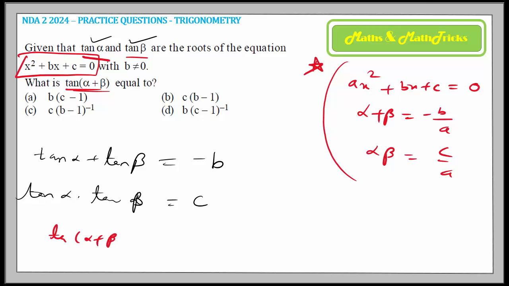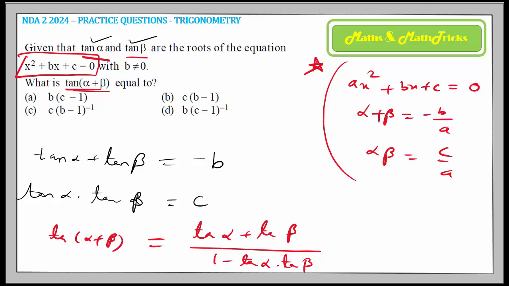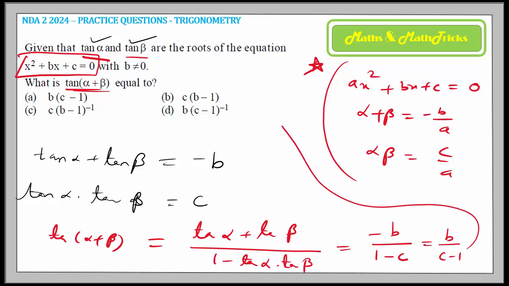Do you remember the compound angle formula for tan of a plus b? Tan of a plus b is tan a plus tan b upon 1 minus tan a into tan b. I applied that formula for the angles alpha and beta. The numerator is known to you, and the denominator is also known, 1 minus c. Simplify this, and you get b upon c minus 1. But the options are given in a different form. The denominator c minus 1 you can take into the numerator with the power minus 1. Hence the right choice is option D for this question.